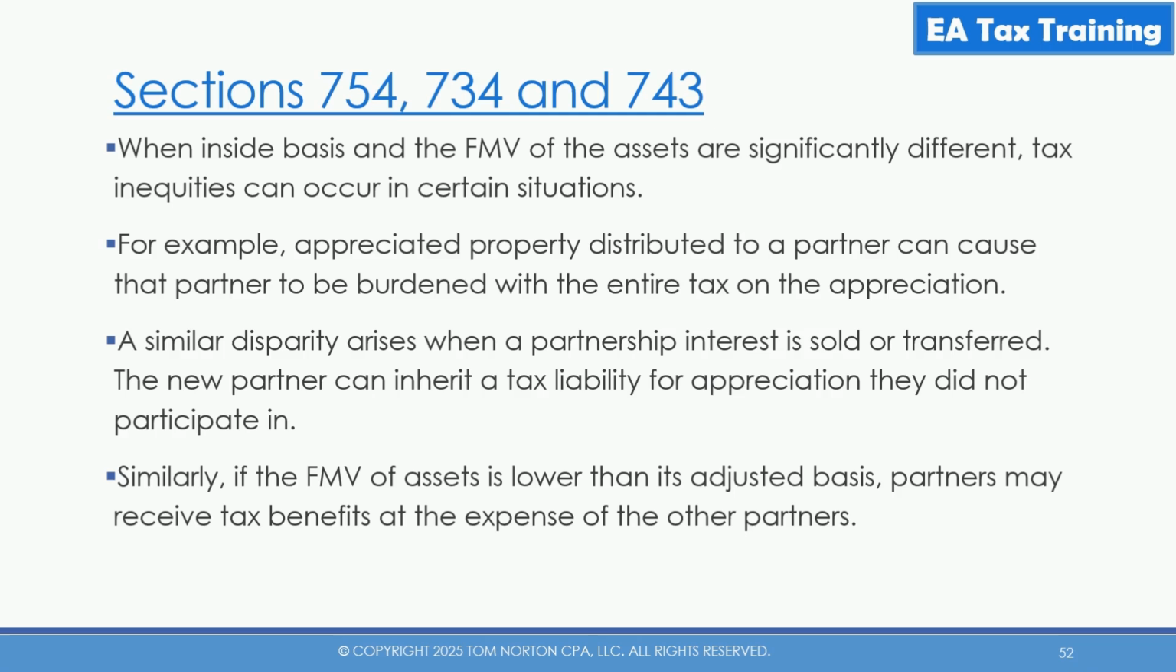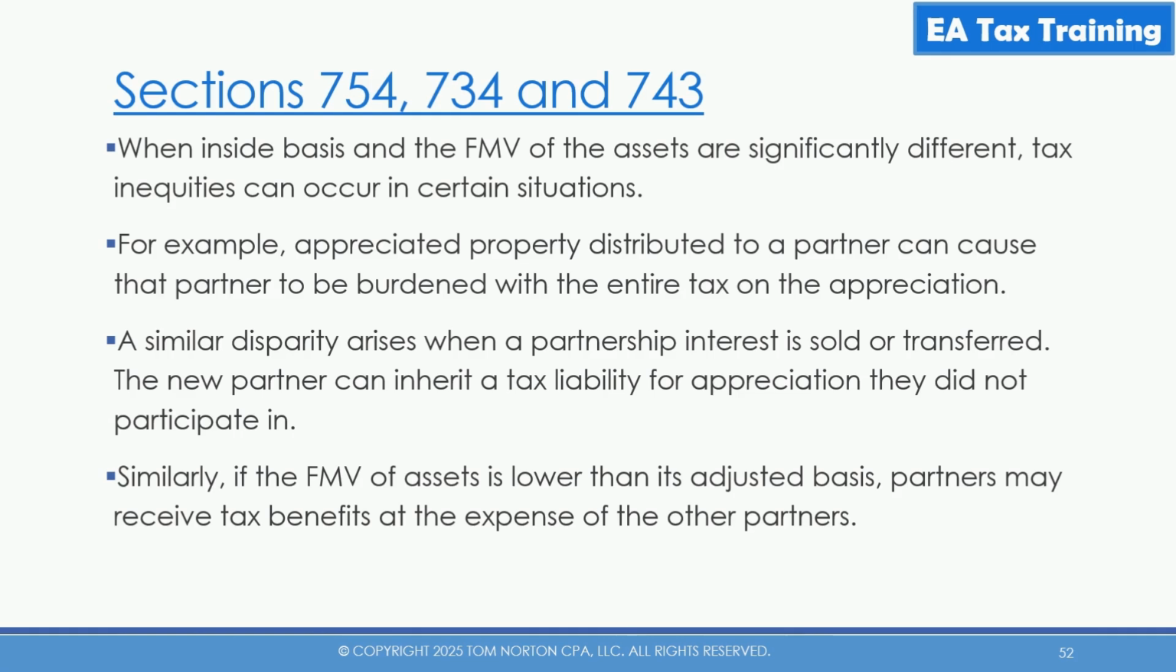When the partnership's inside basis in the assets and the fair market value of those assets are significantly different, tax inequities can occur in certain situations. So, for example, appreciated property distributed to a partner can cause that partner to be burdened with the entire tax on the appreciation. So let's say the partnership has a building that is worth $100,000 and it has a $40,000 basis. So the inside basis in that building for the partnership is $40,000. Its fair market value is $100,000.